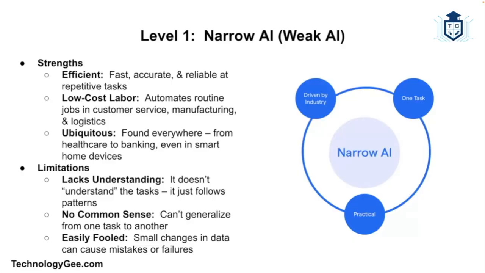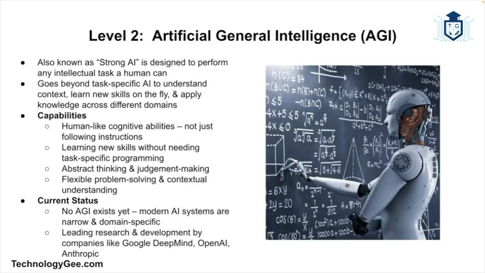It's the world that we live in now, and it's already transforming industries. But as powerful as it is, narrow AI is just the tip of the iceberg. So if that's the case, then what's next? What's next is AGI, or Artificial General Intelligence.